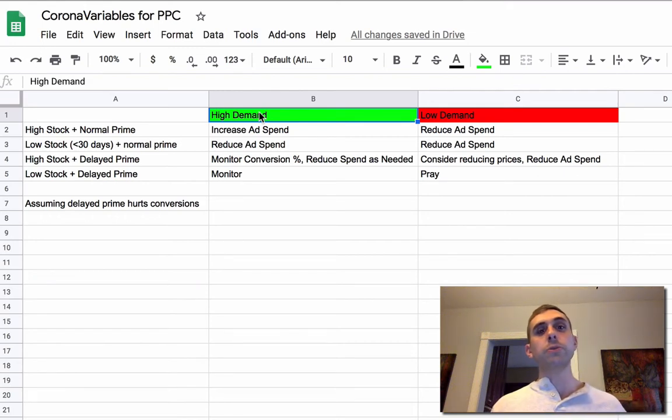And then if you have to, reduce your ad spend. More than likely, you're probably going to reduce your ad spend because it has the delayed prime and you have low stock. So more than likely, I would reduce ad spend in this situation.